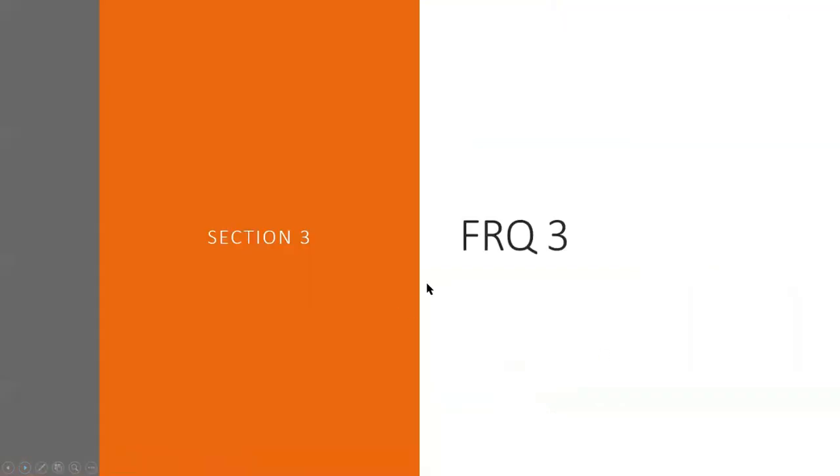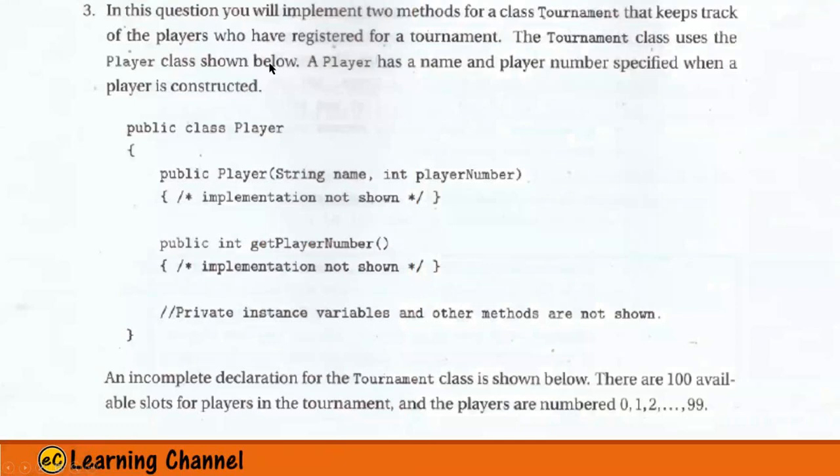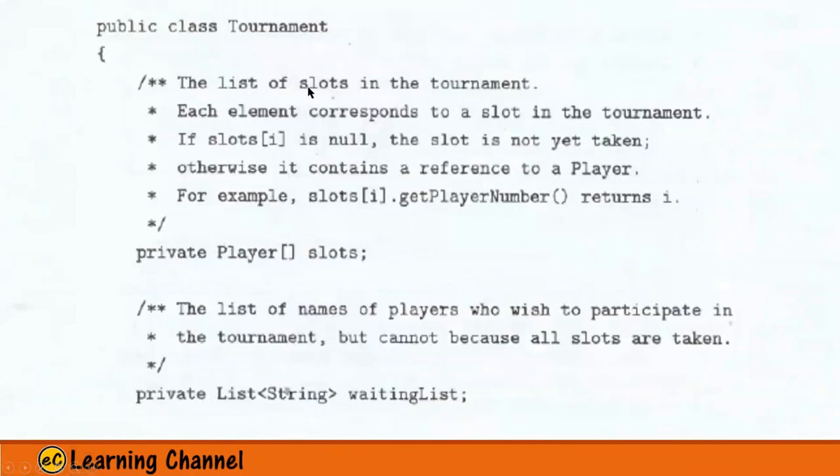Okay. Now, question 3. Question 3, we have a player, and that has the get player number, and also there's a tournament. Okay, it's really much like a registration for a Taekwondo tournament. So I think this one is familiar for us here. So slots is an array of players.